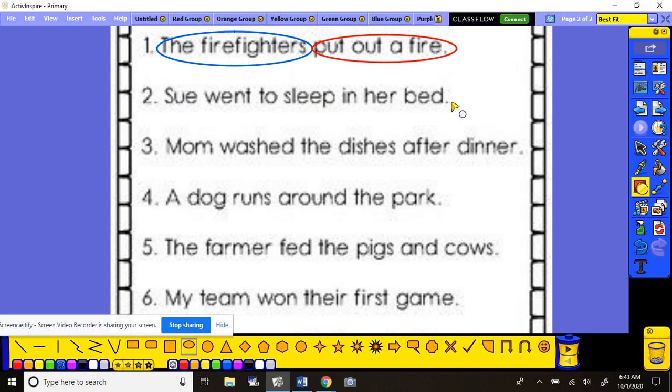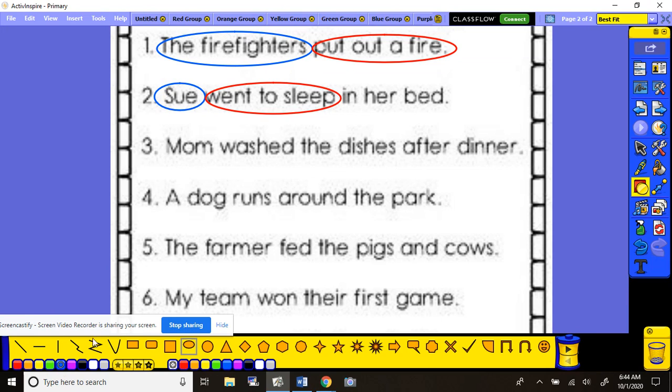Sue went to sleep in her bed. Well, the sentence is about Sue. What did she do? She went to sleep. Now, I could go on and circle the whole part, went to sleep in her bed, but her telling part is she went to sleep. This is actually answering the where or the why or the when, and more so of the what. So the naming part, Sue, telling part, went to sleep. And you could go all the way and circle in her bed if you wanted to.